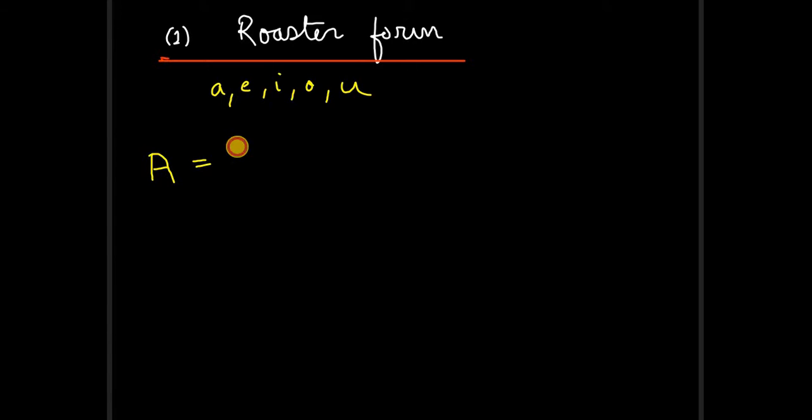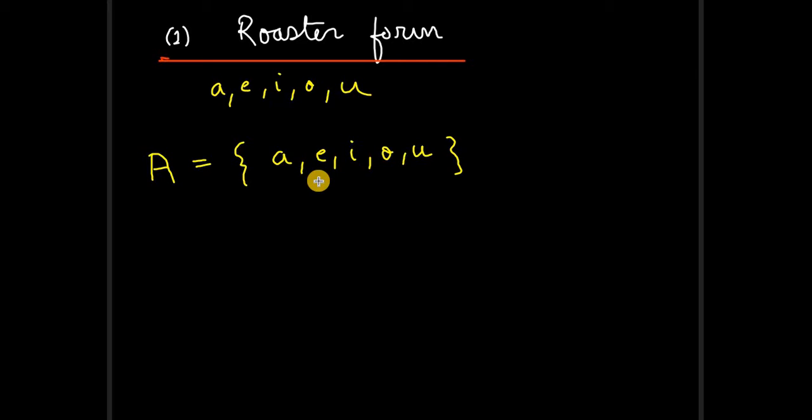Now A is equal to, and we have to use curly braces. In roster form you have to use curly braces and write the elements inside the set, that is A, E, I, O, U, using commas. This is the way we write in roster form. So how can we define a set in roster form? Simply by using curly braces, and inside that we write each element of the set, separating every element using a comma.